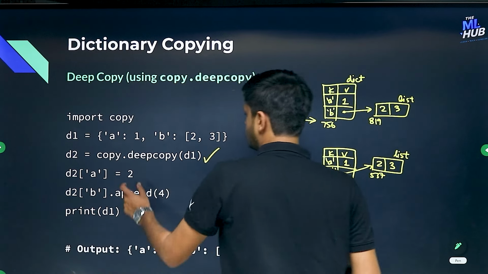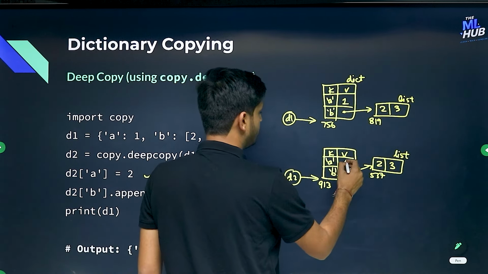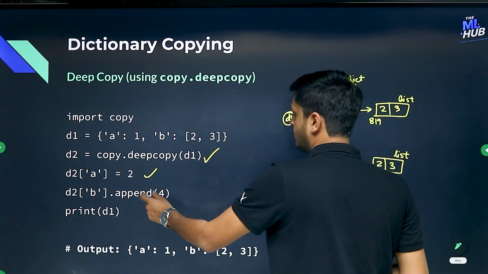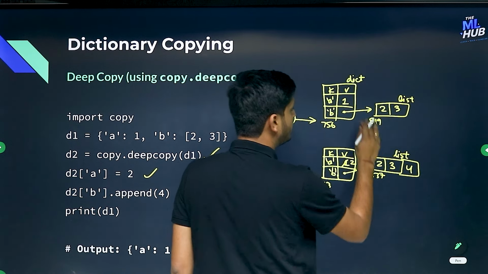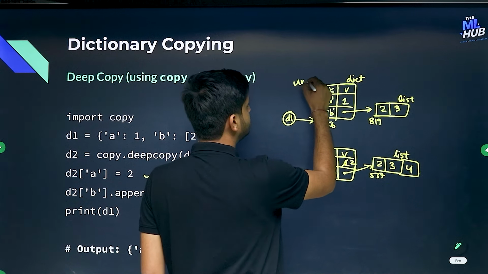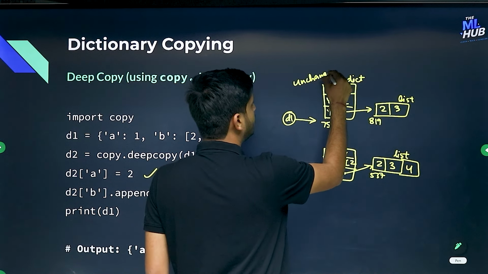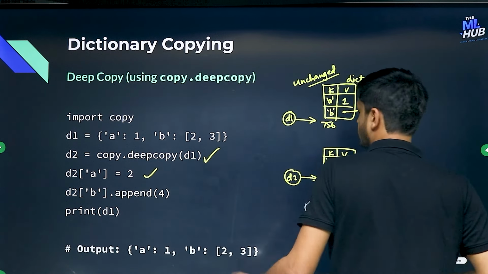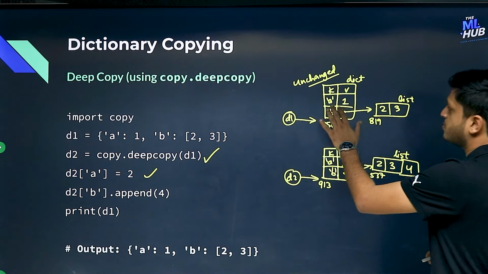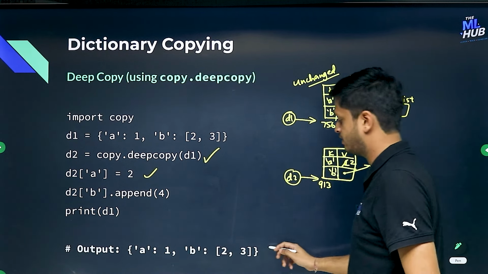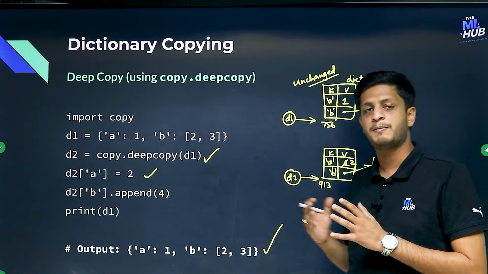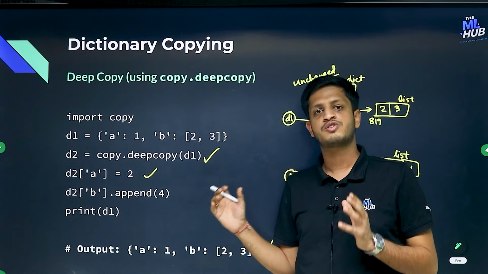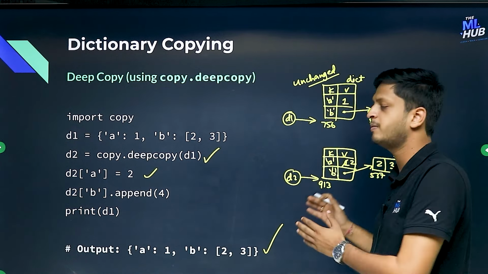So now if you say d2 of A is 2, this element will be changed to 2. And if you say d2 of B dot append 4, 4 will be appended in this list. Now d1 remains unchanged if you create a deep copy. So now if you print d1 again, the same values will be printed, A is 1 and B is 2, 3. It will be unchanged. So always be mindful, if you want to create a deep copy, use copy.deepcopy. If you use the copy function, only the outer dictionary will be copied.